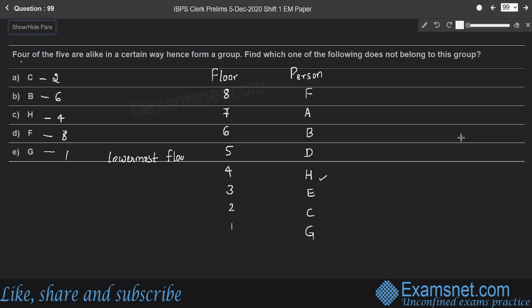And also G lives on odd numbered floor. Remaining persons, they live on even numbered floor. Right? Therefore, except G, all these 4 persons, they live on even numbered floor. Hence, G is the odd one. Right? Therefore, G does not belong to this group.